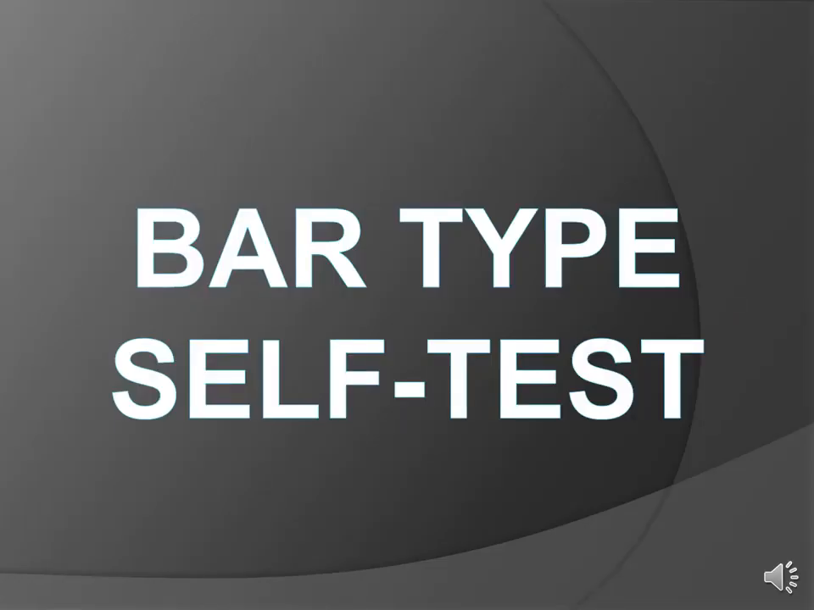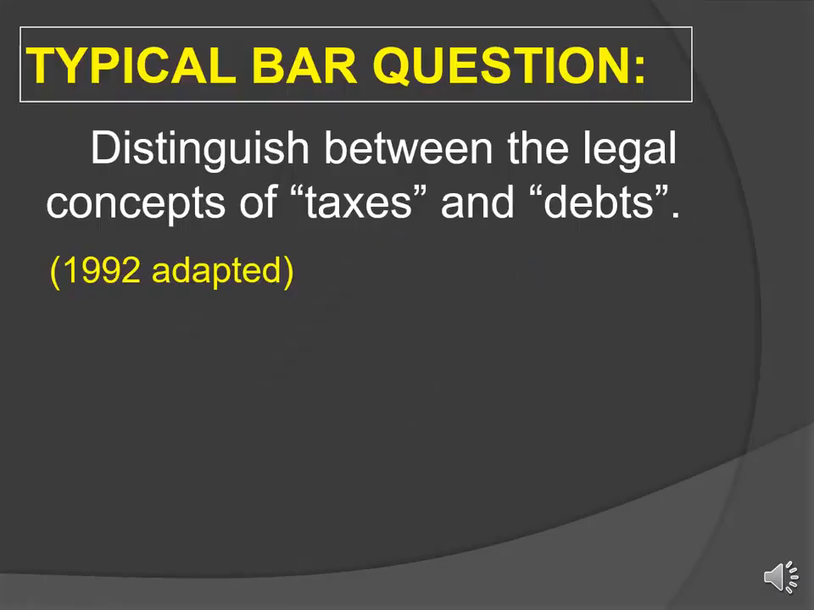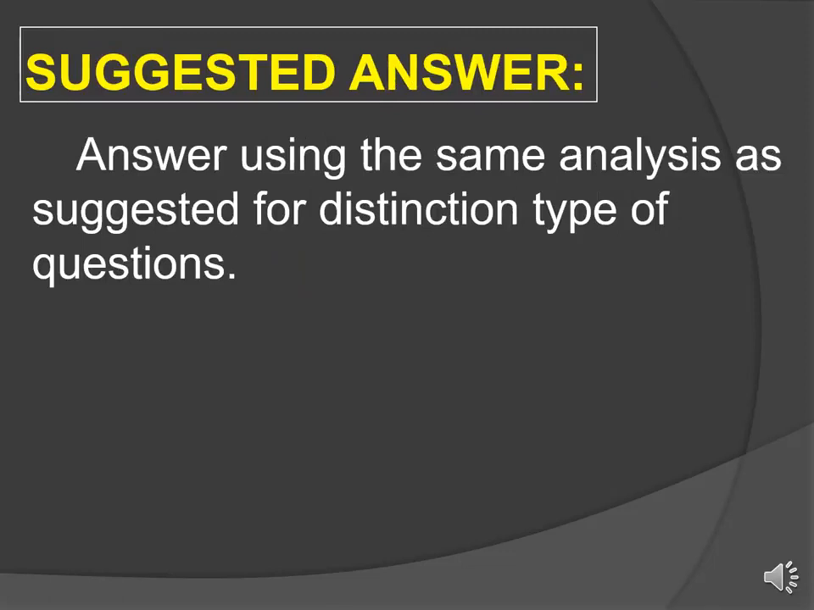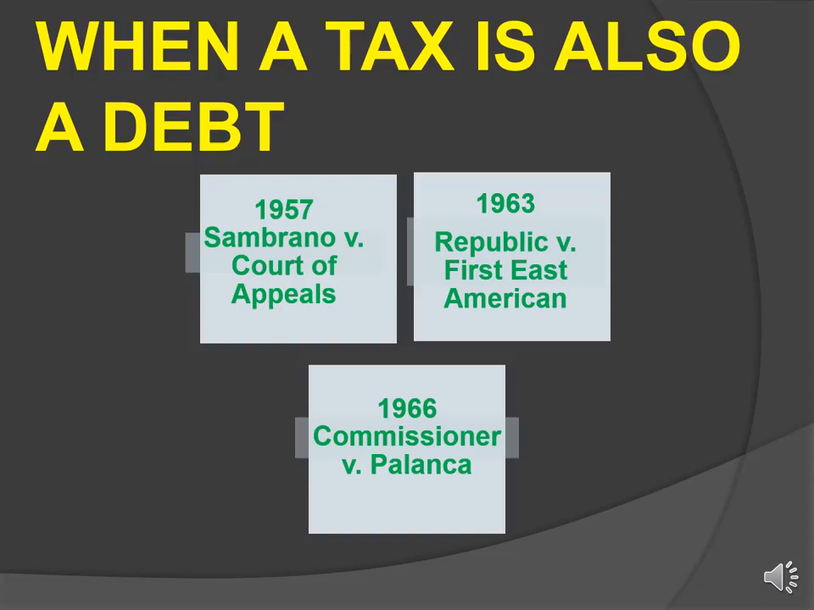So let's look at typical bar questions here. Of course, notice you have again the distinction type, and you know how to approach this already. Vertical and horizontal type of analysis. We said there are differences between a tax and a debt. And in that particular regard, I would also like to remember that there are certain instances when a tax is also considered a debt.